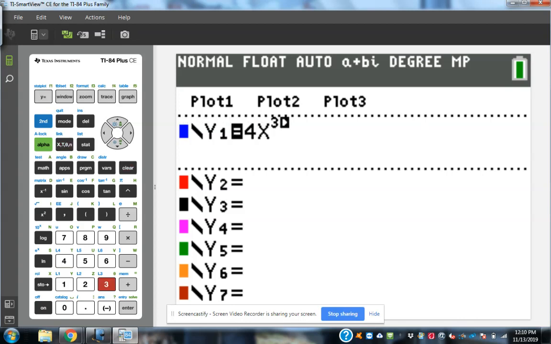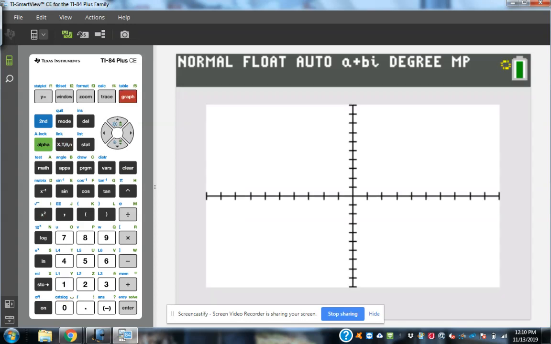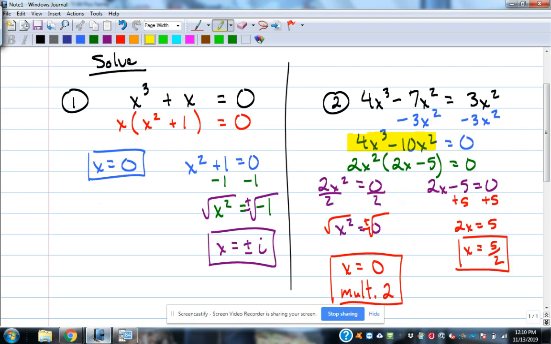4x raised to the third minus 10x squared. The graph, we see exactly that stuff happening. There at 0, we're bouncing off the x-axis, and then here at 2.5, which is 5/2, we're crossing the x-axis. So all of the stuff that we're doing relates together. None of it is separate. It's all together.